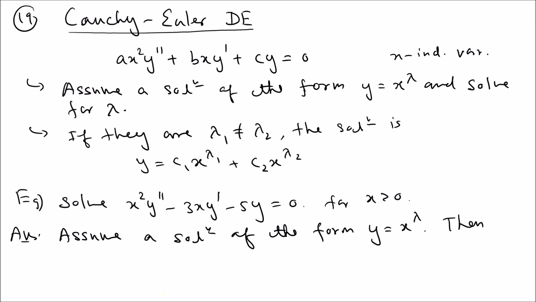Then we take the derivative, so y prime is lambda x to the lambda minus 1, just by the power rule. And for y double prime, we take one more derivative, so it is lambda times lambda minus 1 times x to the lambda minus 2. Now we can substitute that.